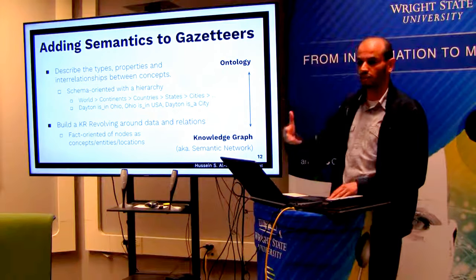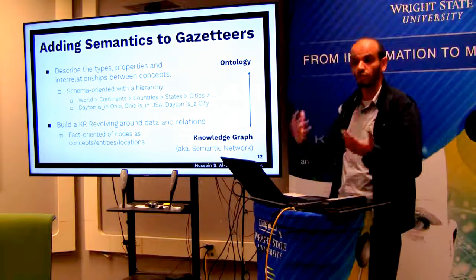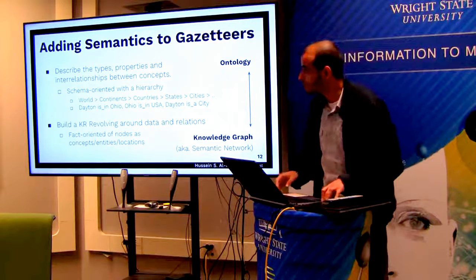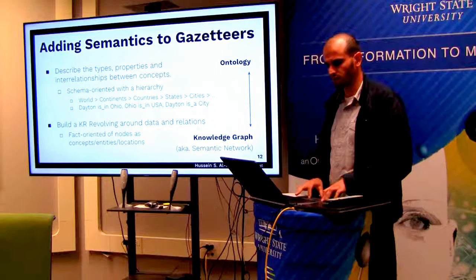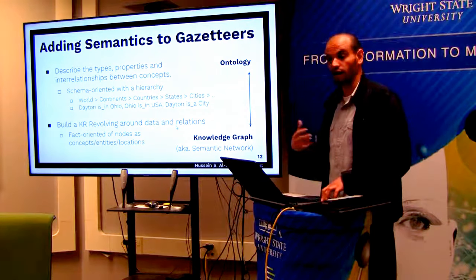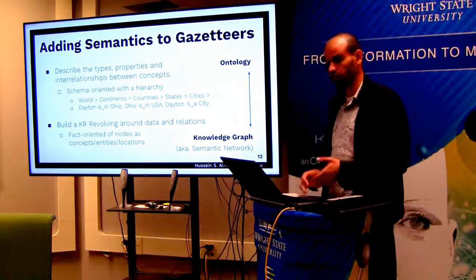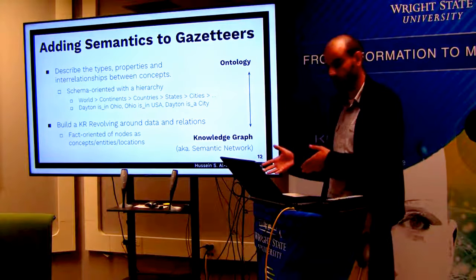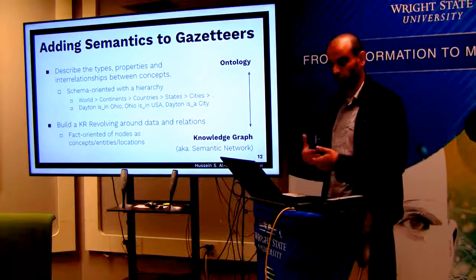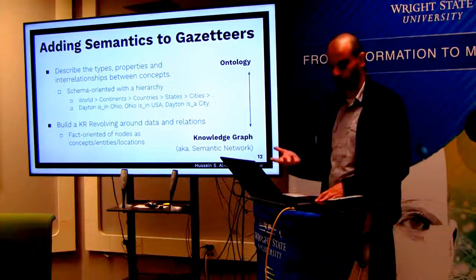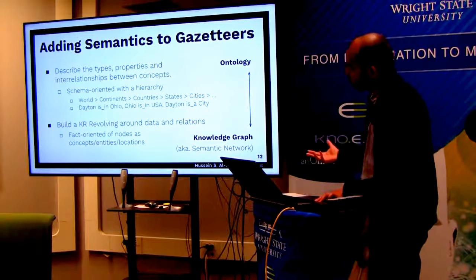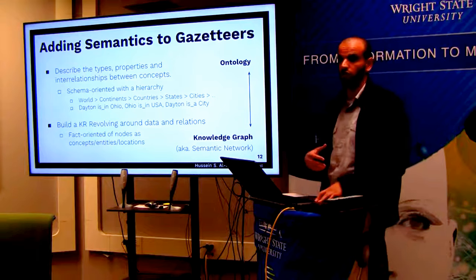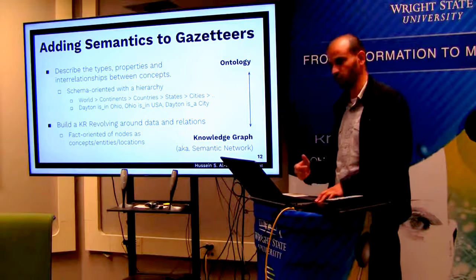So what we are interested in now is to add semantics to the gazetteers to make them more accessible and more useful for us, right? Since the ontology describes the types, properties, and interrelationships between concepts, an ontology, as you know, is schema-oriented with hierarchy. I can say that a world has continents, continents have countries, countries have states, and states have cities. And then I can answer questions like Dayton is in Ohio, Ohio is in USA, and Dayton is a city, right? But if I want to do more than this, then I have to construct something called the knowledge graph, also known as a semantic network, which is a very old concept in the literature, if you want to understand more about knowledge graphs.